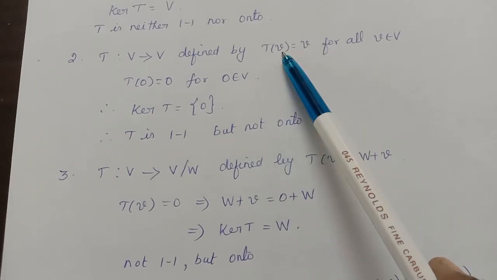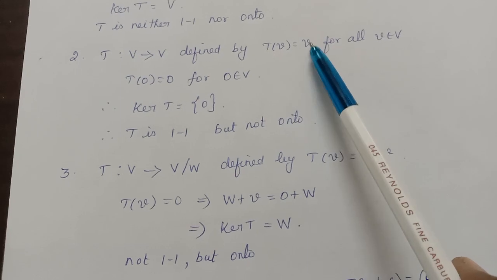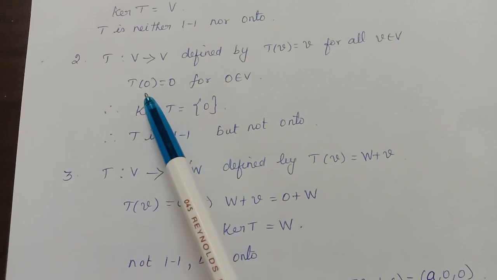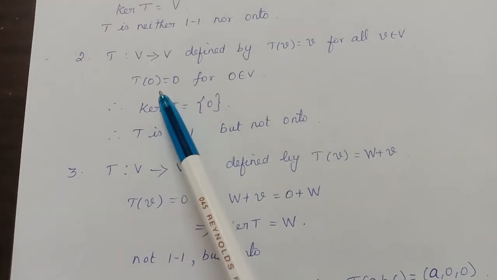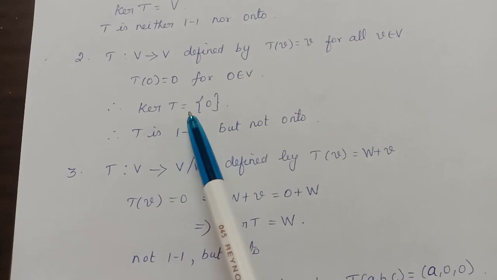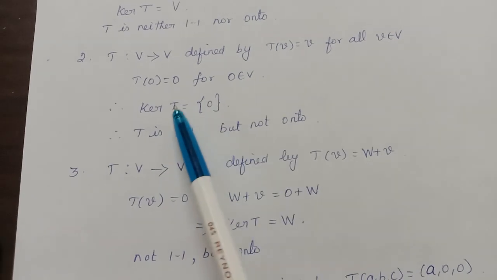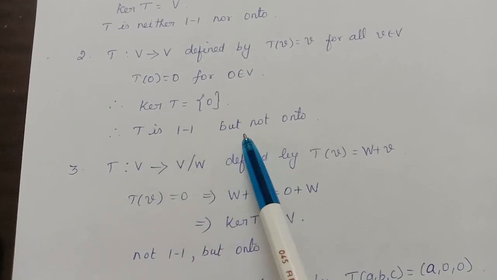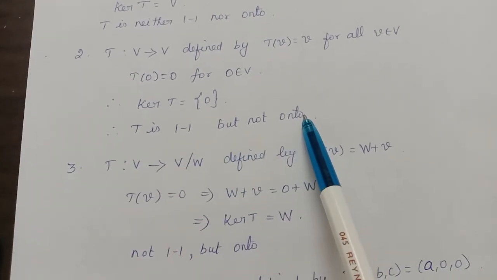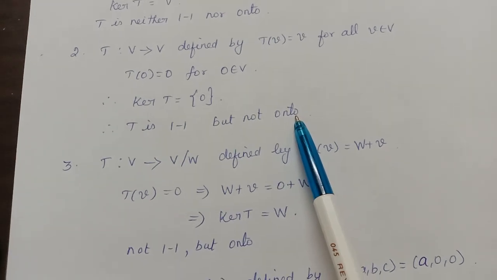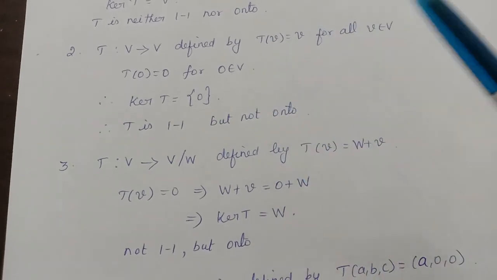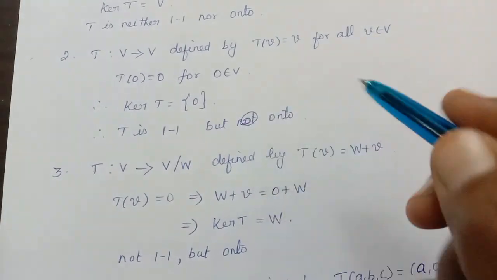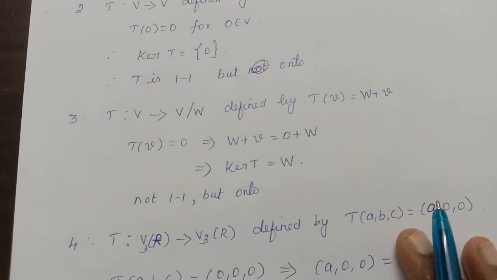Every element is mapped to itself, which means there will be only one additive identity here. Therefore 0 is mapped to 0. Therefore, for a single element, the kernel of T equals the singleton set {0}. Therefore by that result, if the kernel of T is equal to {0}, it is a 1-1 mapping. But is it onto? I think this has to be onto, because this is an identity mapping. Sorry, this is onto, right? So it is both 1-1 and onto.